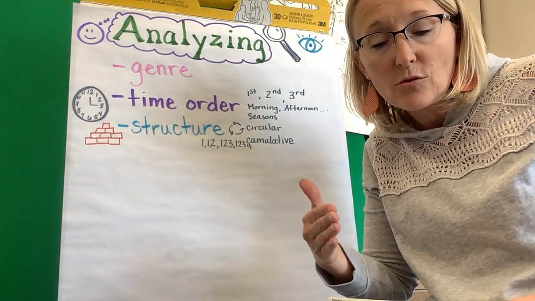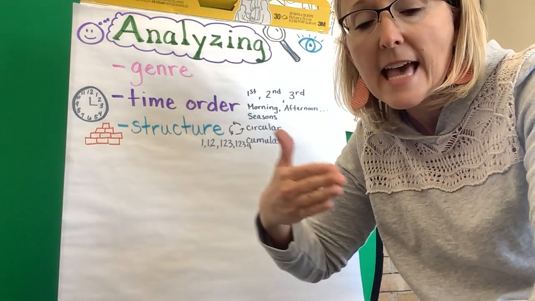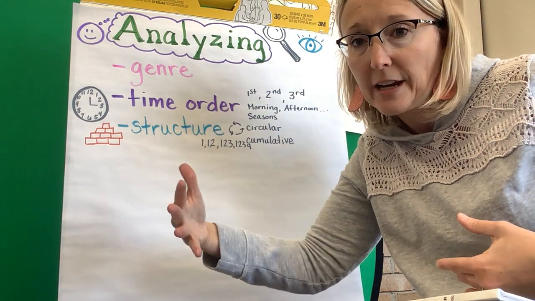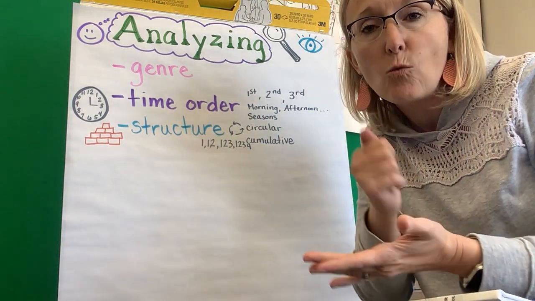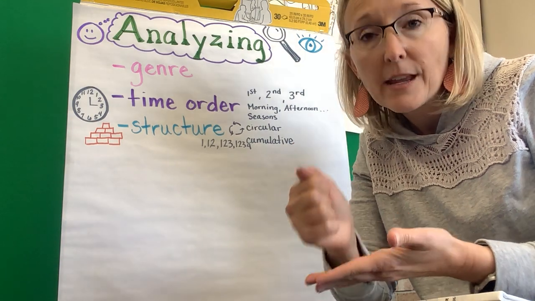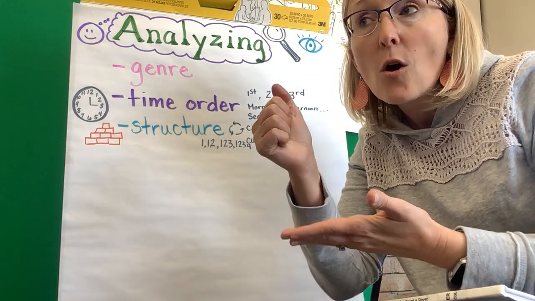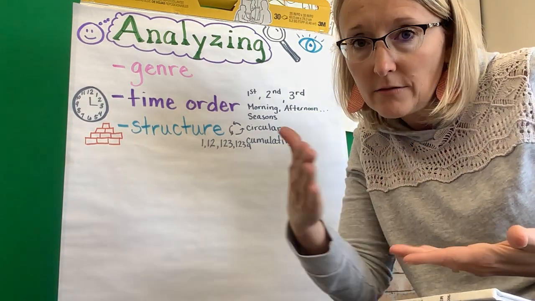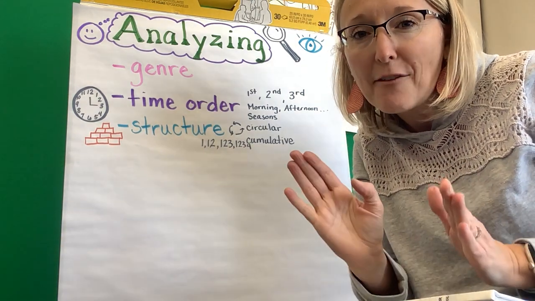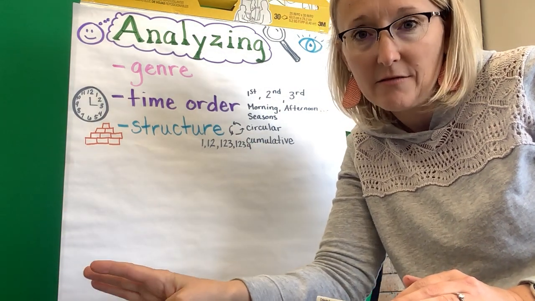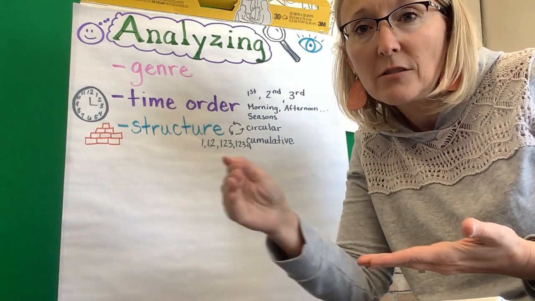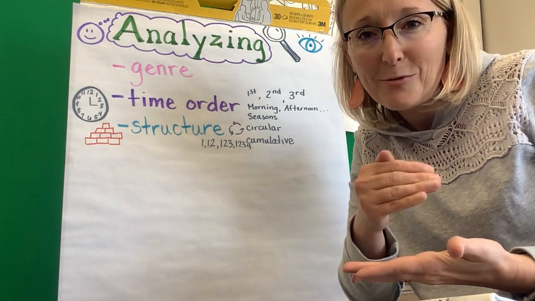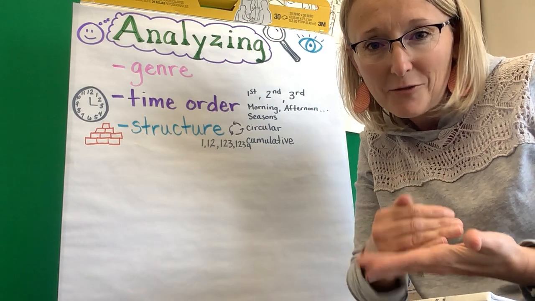a cumulative story. So cumulative means that it builds, and it usually repeats itself over and over and over again. So here I wrote something like, it would say 1, 1, 2, 1, 2, 3, 1, 2, 3, 4. So instead of just saying 1, 2, 3, 4, it repeats everything before it also, right? Instead of going 1, 2, 3, 4, it says 1, 1, 2, 1, 2, 3, 1, 2, 3, 4.